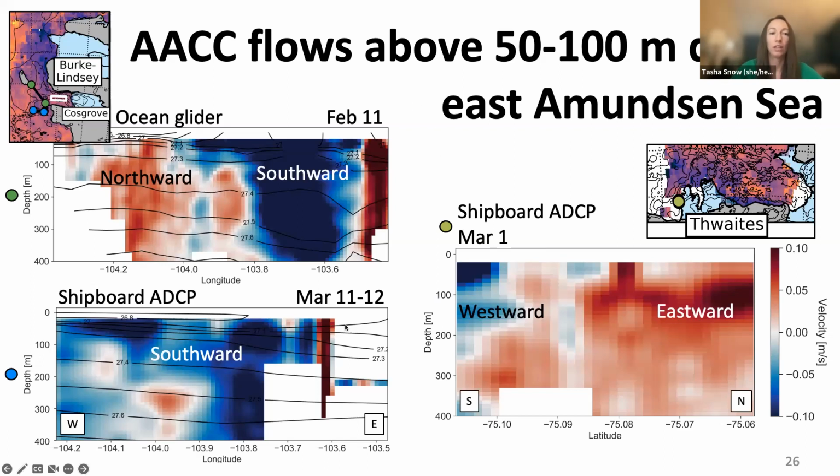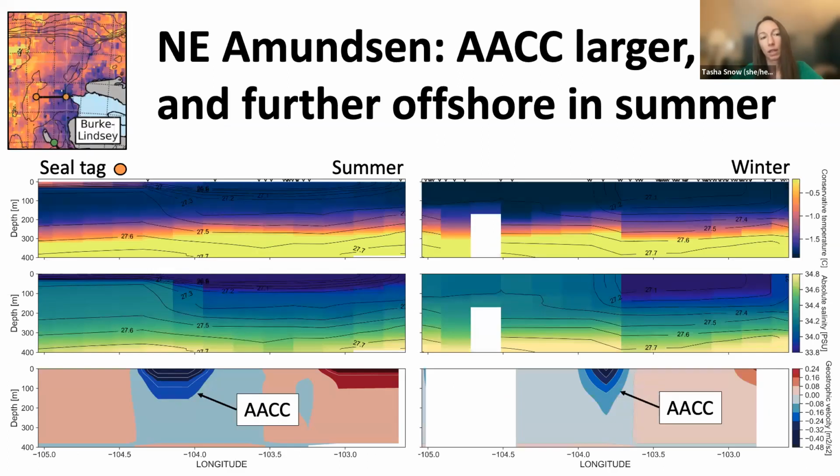But what you'll notice is these are specific dates captured in 2019. So this really can't tell us about variability. So we can start to use seal tag data to get at some of the variability from within the water column. So this is showing temperature, salinity, and geostrophic velocity. So it's velocity calculated from water temperature and salinity.